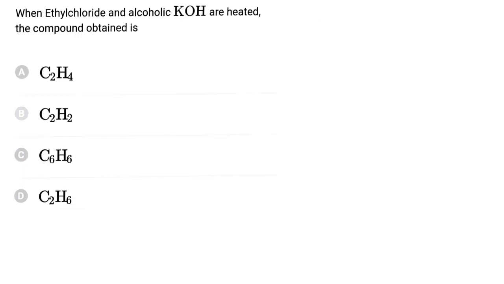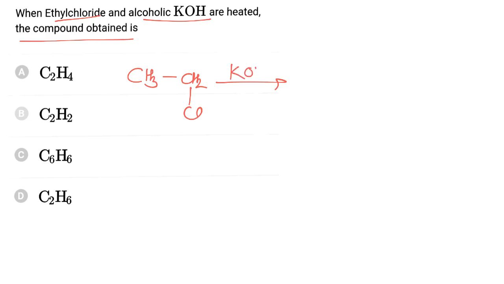When ethyl chloride and alcoholic KOH are heated, what compound is obtained? When ethyl chloride is heated with alcoholic KOH, an E2 reaction takes place, and due to elimination ethene is formed as the final product, and hence the correct answer is A.